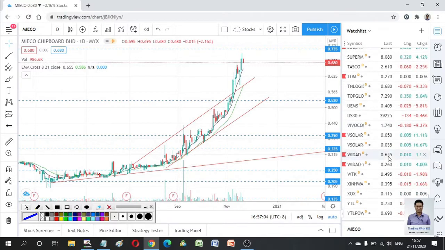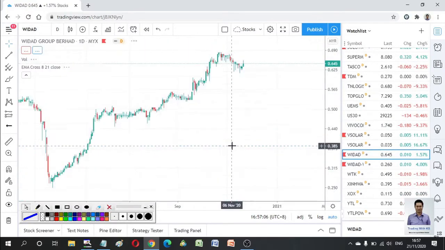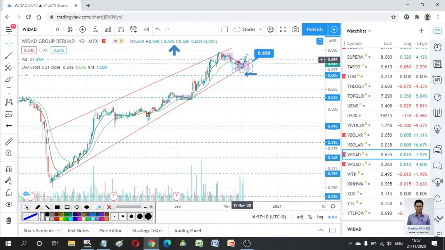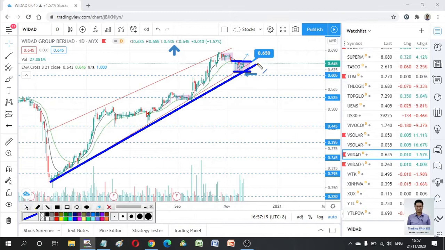With that, the price has gone very high. Now people are not interested in pushing the price higher. So we're talking about this consolidation area, this area, and this support line will provide the support for the price to go up.